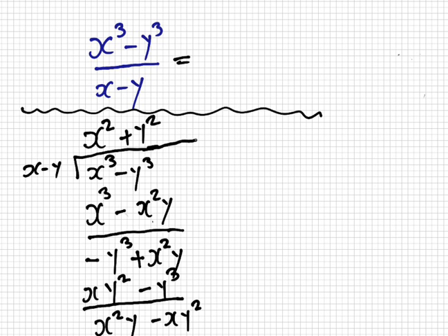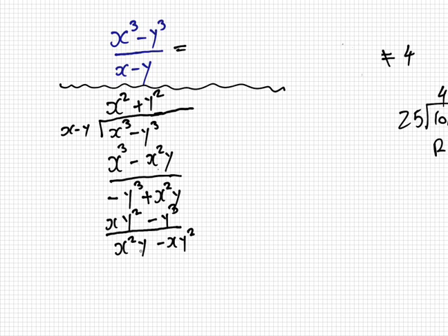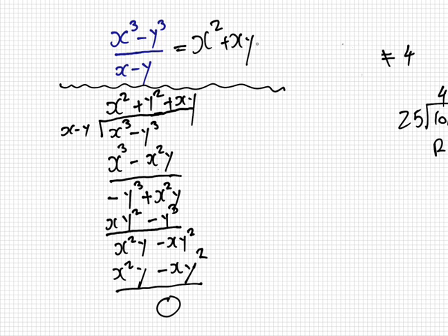Okay. Now, what do I multiply now? Well, what do I multiply x by to make it x squared y? Can anybody see that now? Can I make x into x squared y? I can. What would I multiply x by to make it x squared y? xy. So let me put xy here. So xy multiply x, what's that? X squared y. And then xy multiply minus y is minus xy squared. Subtract, and I get 0. So this is x squared plus xy plus y squared.